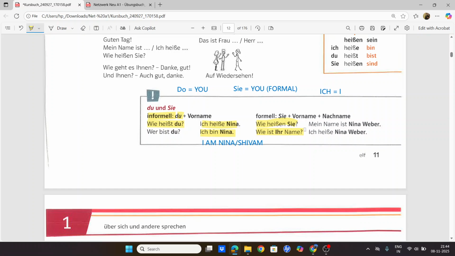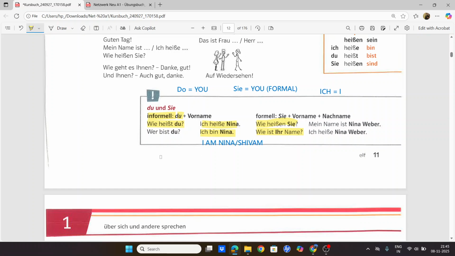Wie ist Ihr Name? Mein Name ist Nina Weber. Ich heiße Nina Weber. Both are correct. This is a formal way of saying it: ich heiße Nina Weber, or ich heiße Shivam, or ich heiße whatever your name is. You can write your name also. "Mein Name ist" is also correct. My name is this. So it's the same, always the same.